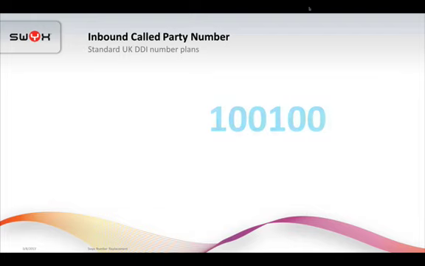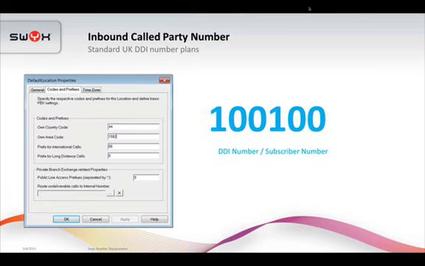So our ISDN card will get a message from BT, which is 100 100. That's the first number in the DDI range, and that's the only information we get from BT or our service provider. Now what Swyx has to do is convert that number into a canonical format, because that's the only thing we can understand. We realise that 100 100 isn't an internal number, it's not a URI, so it must be an external number, and we need to convert it.